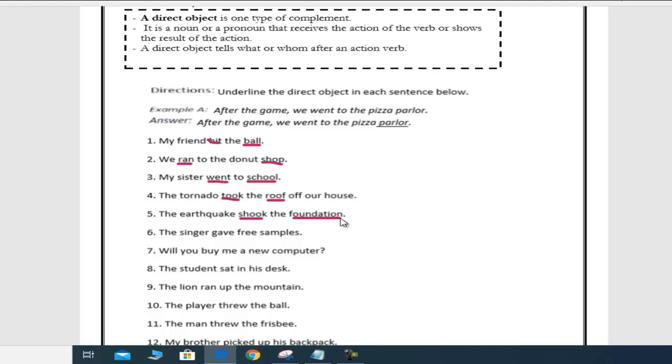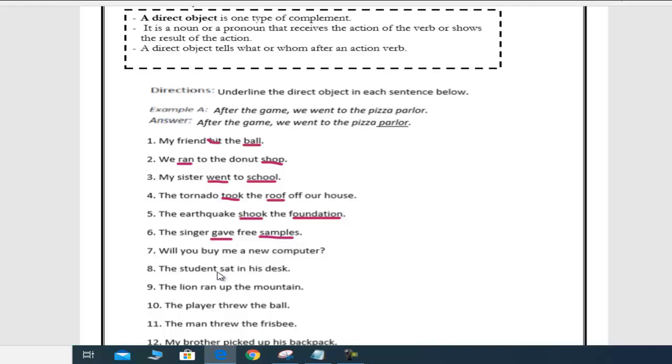The singer gave free samples. Gave is the verb. What did the singer give? Samples is the direct object. Again, don't get confused with the word free, because the word free is an adjective that describes the direct object samples.